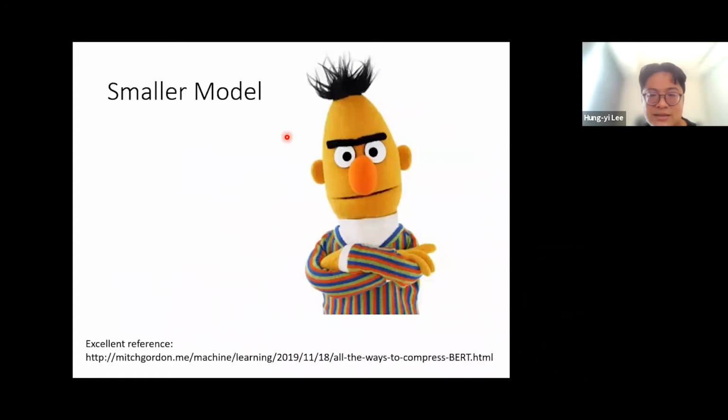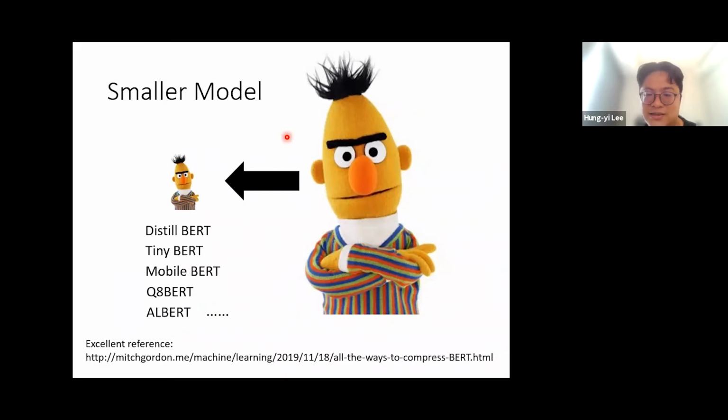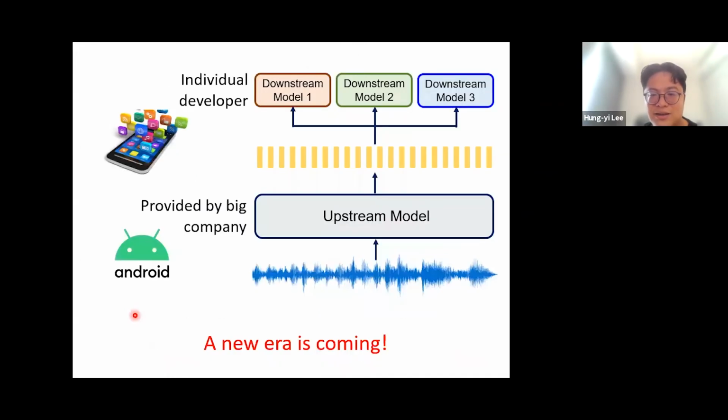And I added one more slide because last Friday, several people asked questions about network compression. So I added this slide to tell you that there is already lots of research trying to compress the self-supervised model. And I put a link of reference here. Someone already collected a large number of papers about network compression for self-supervised models. And if you want to learn more, I put some keywords here. You can Google DistilBERT, TinyBERT, MobileBERT, Q8BERT, and ALBERT to learn more about how to compress self-supervised models. So anyway, a new era for self-supervised learning is coming.